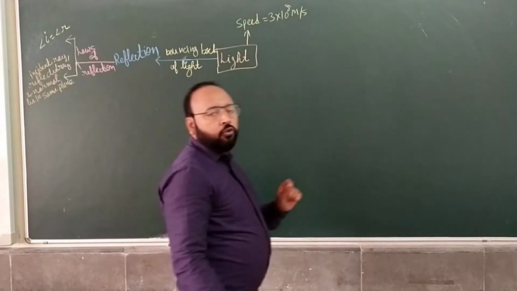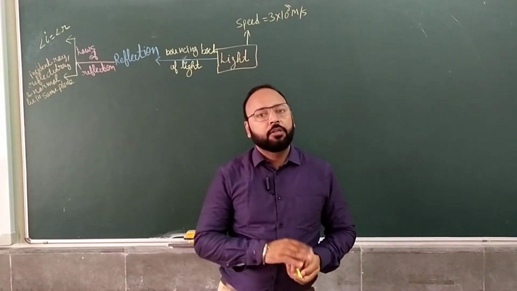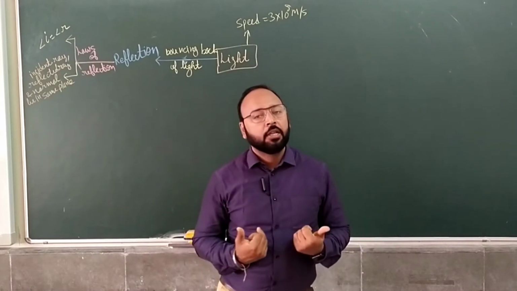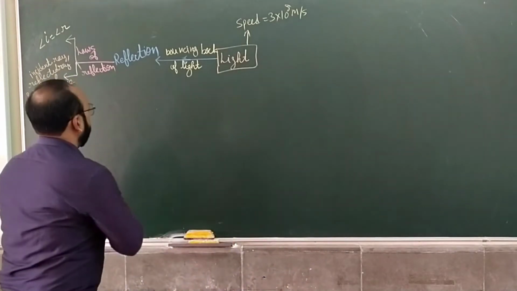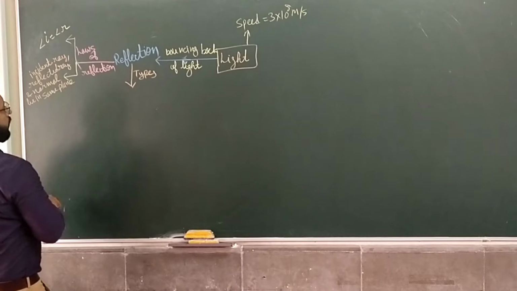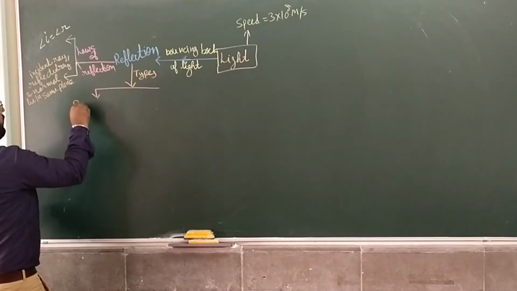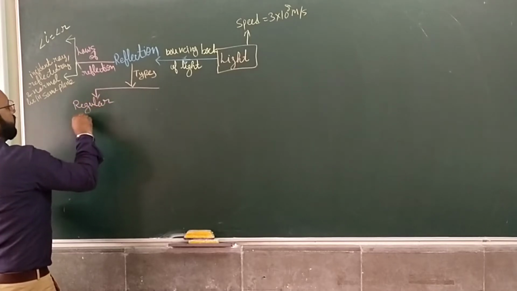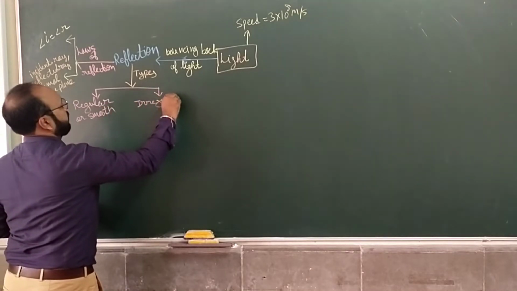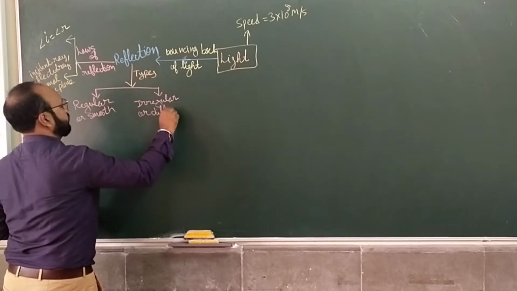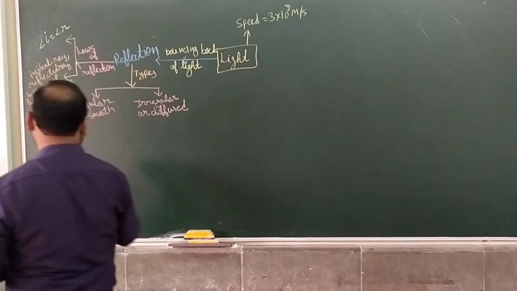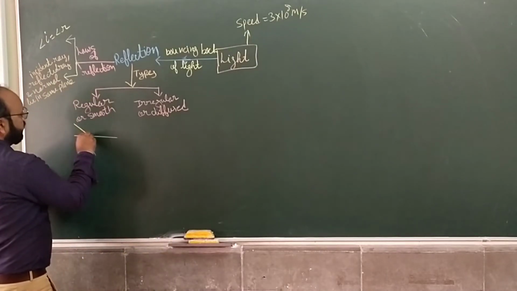Then we studied the plane mirror. If you remember, a plane mirror is a surface which reflects the light smoothly. When we stand in front of the mirror, it reflects back the light, right? And we studied the types of reflection. There are two types of reflection. One is regular, or smooth, and the other is irregular, or diffused.